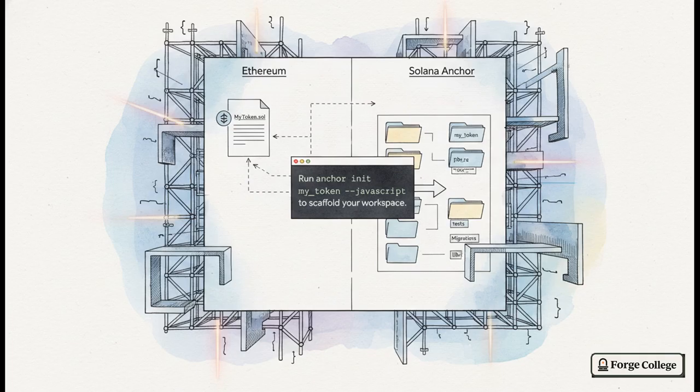Now, please pay close attention here. You've got to make sure you use a program name that corresponds exactly to an entry from your migration audit. If your audit mapped mytoken.sol to a program called my_token, you use that exact naming. Don't just wing it and make up a new name on the fly. Otherwise, you're going to completely lose the thread connecting your old world to your new one.